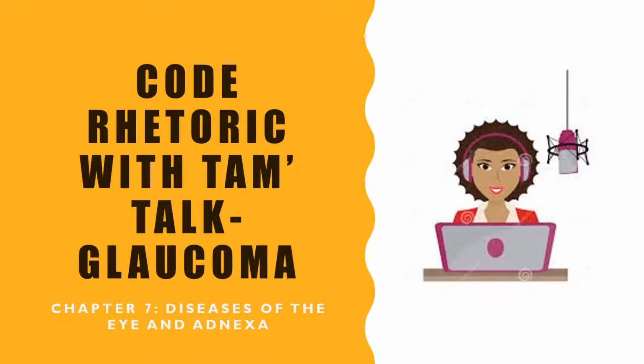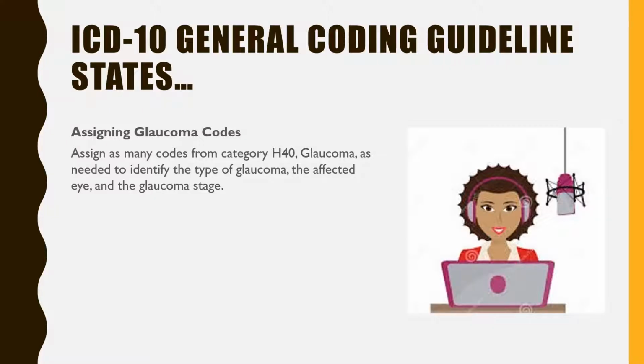In this segment, we will be focusing on glaucoma. ICD-10 General Coding Guideline states, assign as many codes from category H40, which represents glaucoma, as needed to identify the type of glaucoma, the affected eye, and the glaucoma stage.